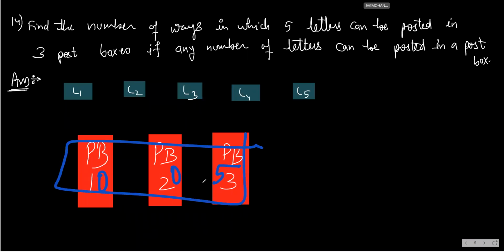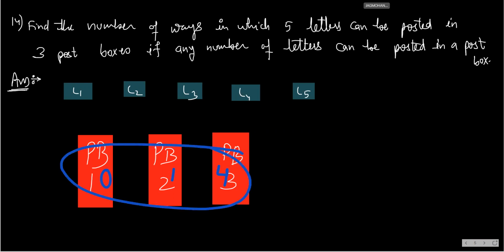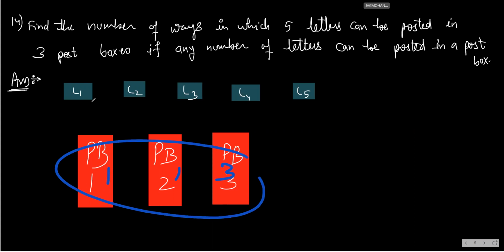So this is one way. Is it not possible for us to have 4 here, 1 here, 0 here? Yes, quite possible. So 0, 1, 4 is another way, the second way. Is it possible to have 3, 1, 1? Yes, 1, 1, 3. This is the third way. So they are asking, like this, how many different ways of distributing the 5 letters in 3 post boxes are there.